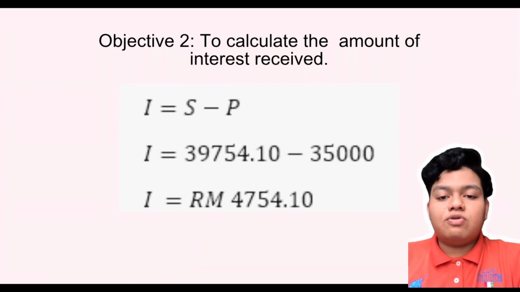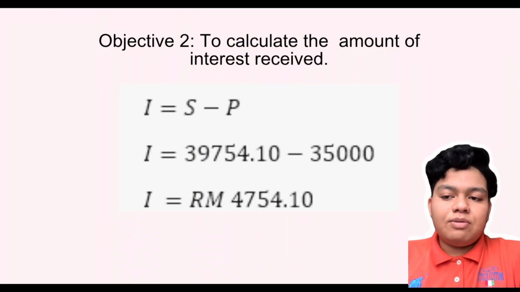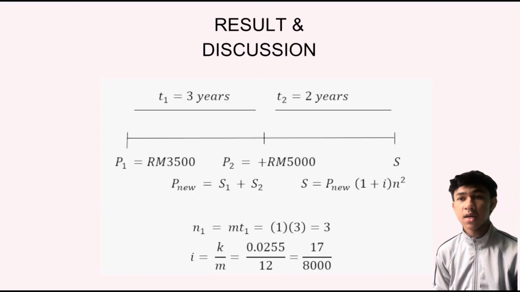Now we move to the second objective, to calculate the amount of interest received. For this question we use the formula I equals S minus P. I equals 3,975.4 minus 3,500. So the result is I equals RM475.4.